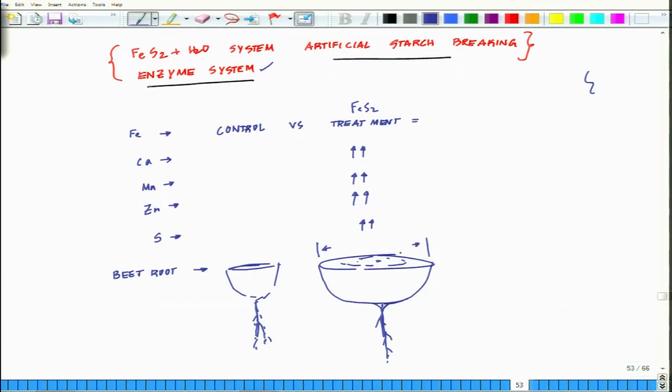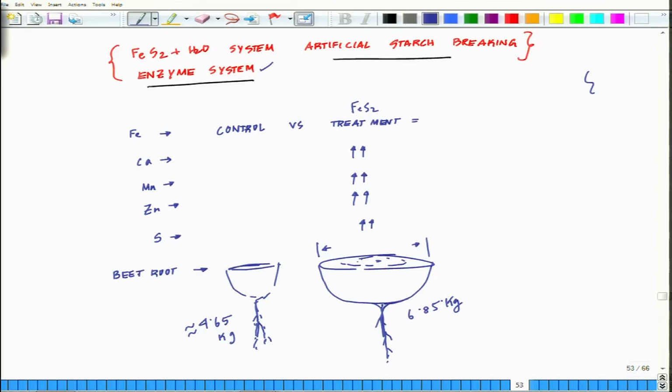It is found that there is a significantly higher beet production by nano FeS2 seed treatment, and the total yield of control and FeS2 pre-treated is, in the case of control, approximately 4.65 kilograms, whereas in the case of FeS2 treated, it is almost 6.85 kg.